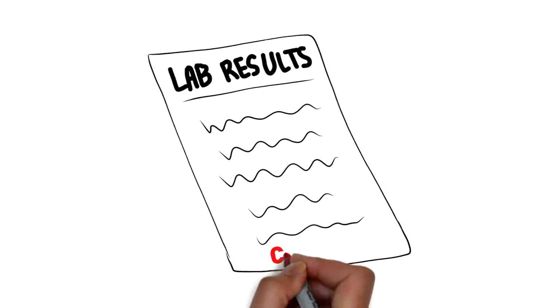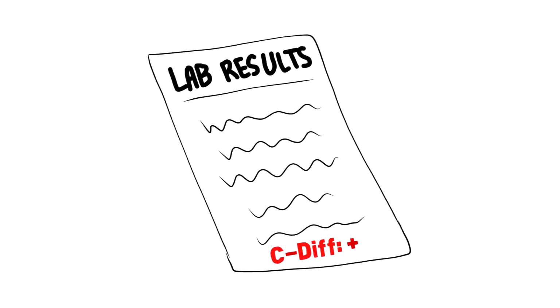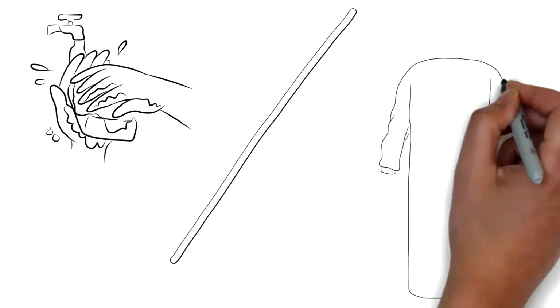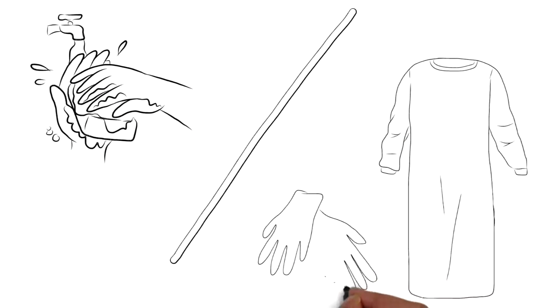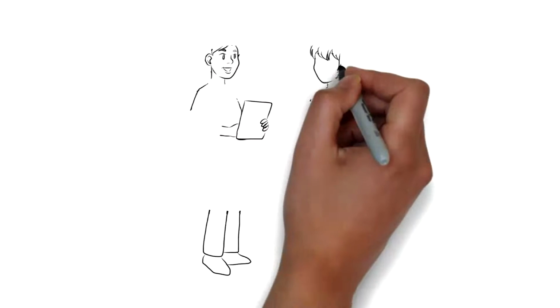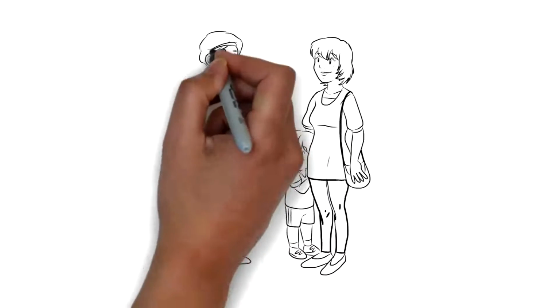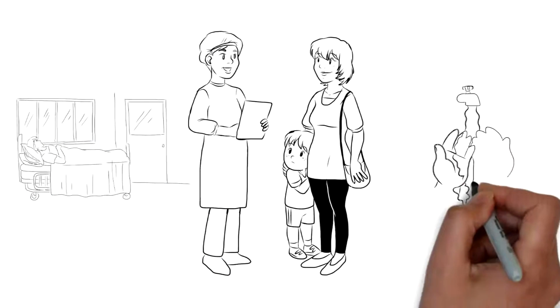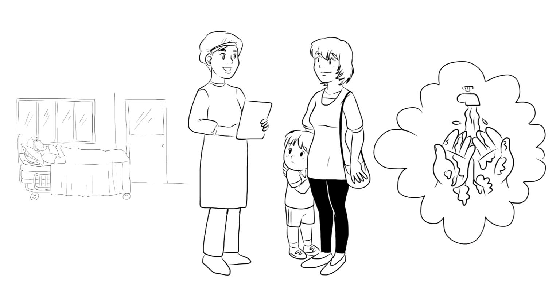If the result indicates that the patient is positive for C. diff, adhere to the enteric precaution guidelines, such as hand washing with soap and water in conjunction with the use of gowns and gloves to reduce C. diff organisms on your hands. Explain and educate the patient and/or family about why the patient has been placed on isolation and the importance of hand washing with soap and water.